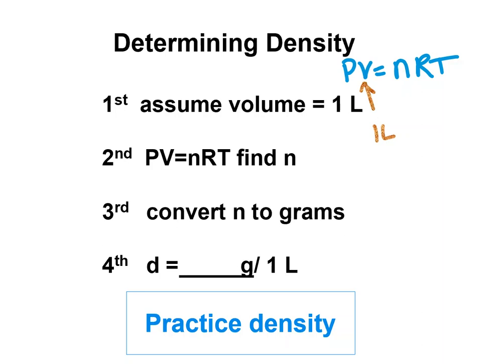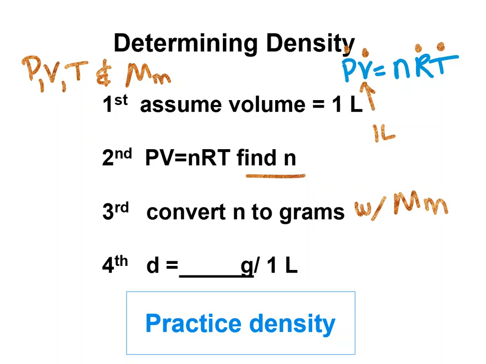But anyway, if you put in the 1 liter, then on this one you have to know pressure, volume, temperature, and you have to know the type of gas so you know its molar mass. So we'll know P, V, we assume, and T. Of course, we know R. So you'll solve for the number of moles, and then you'll convert that to grams using the molar mass. Whatever number you get there, that'll be per 1 liter, because that's what you assumed up here.